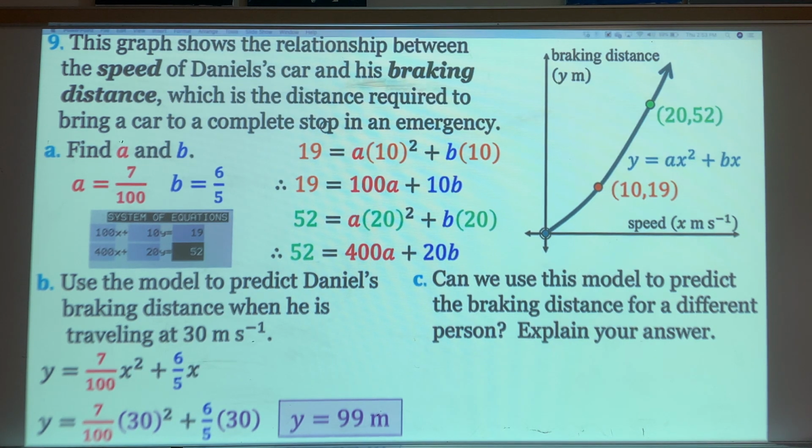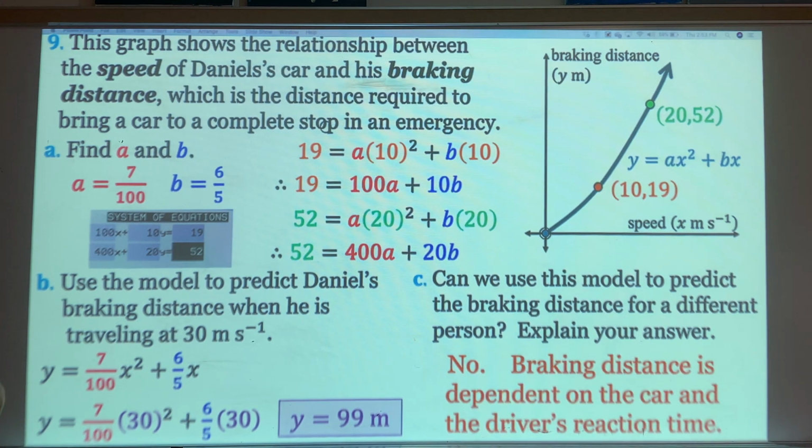Can we use this model to predict the braking distance for a different person? What do you think? You actually cannot. The reason for that is braking distance is pretty much dependent on the driver's reaction time and the driver's speed. All right, and the type of car. Different cars brake at different rates. All right, next problem.